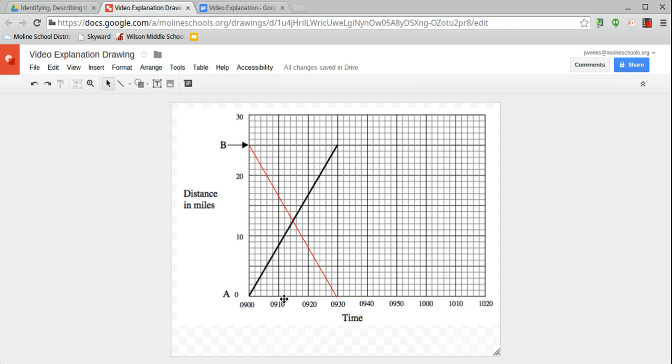So this would be 9:12, 9:14, 9:16, 9:18, and 9:20. So if I were to go straight down from this intersection, I would know when the two buses are going to pass. Go ahead, pause me, and make your prediction. If you predicted 9:15, you're right on the money.